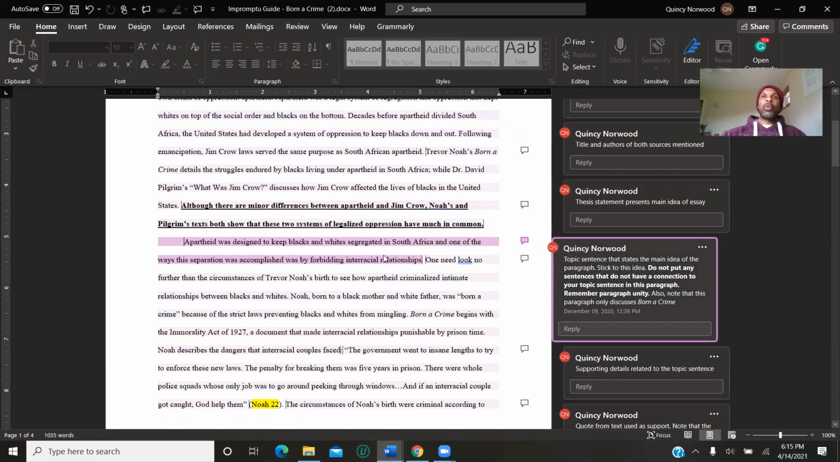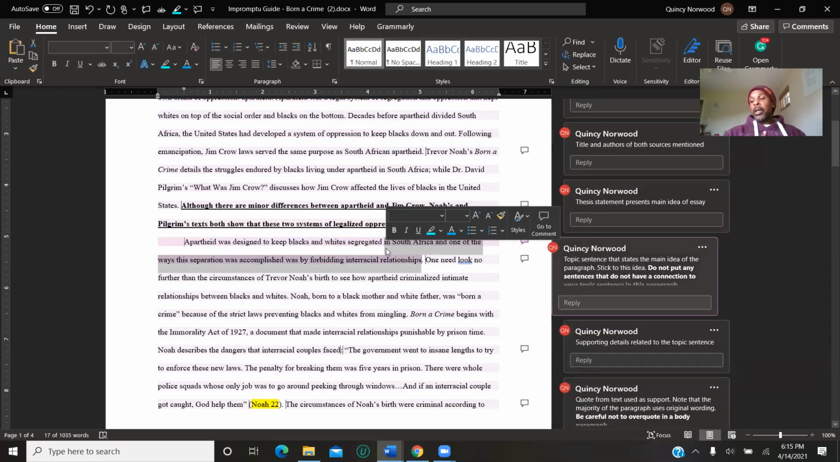Apartheid was designed to keep Blacks and whites segregated in South Africa. And one of the ways this separation was accomplished was by forbidding interracial relationships. So I just told my reader, and really I told myself as a writer, that this paragraph will be about how apartheid forbade interracial relationships. That's it. I'm not talking about Jim Crow yet, not talking about the other source. I'm just going to discuss this one idea in this paragraph. And that's what paragraph unity really entails: one idea per paragraph.